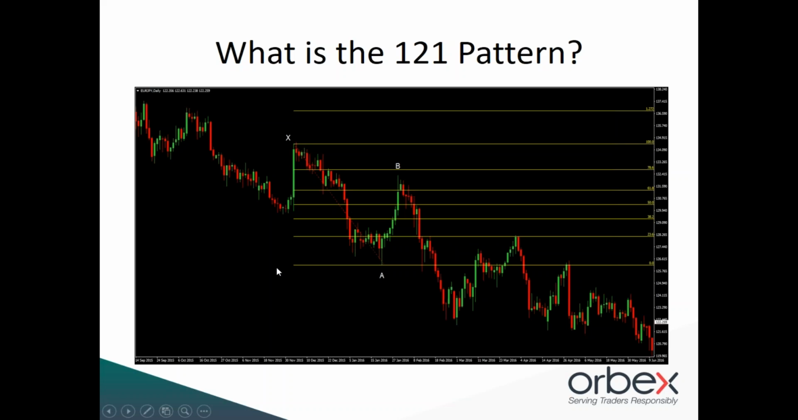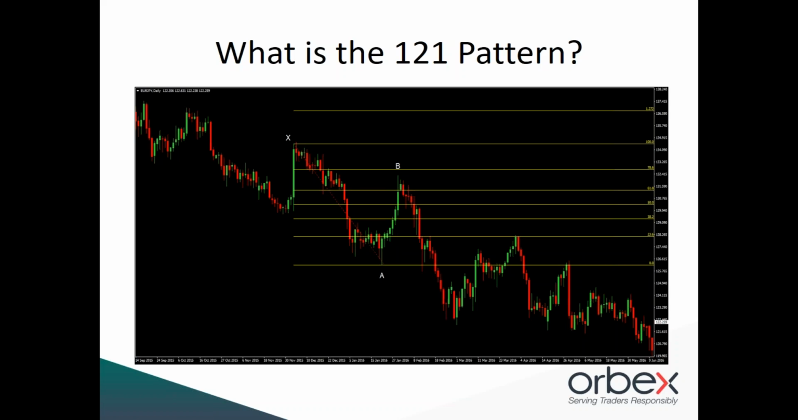Okay, so here we've got our first bearish version. You can see here we've identified our X to A swing point. So we've got our initial bearish move. Price then retraces higher up into the B point, which completes at the 61.8% retracement of that X to A leg.